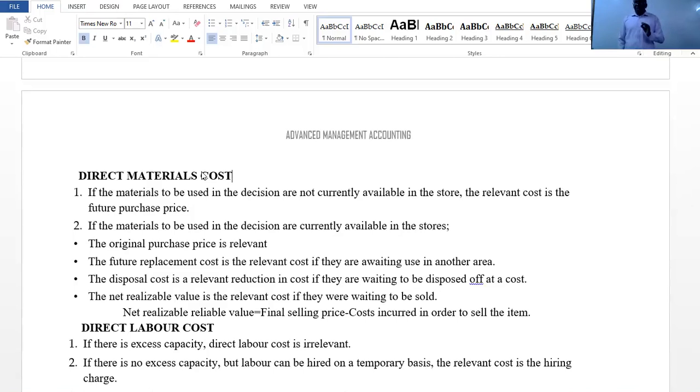But if that milk is already available in the store or in your kitchen, then number two, we are saying the original purchase price is irrelevant. As you wake up this morning and decide whether to make tea or not, the cost of the milk that is already in your fridge is irrelevant, because whether you make tea this morning or you don't, the amount of money you paid to buy that milk previously will not come back to you. The incidence cannot be reversed.